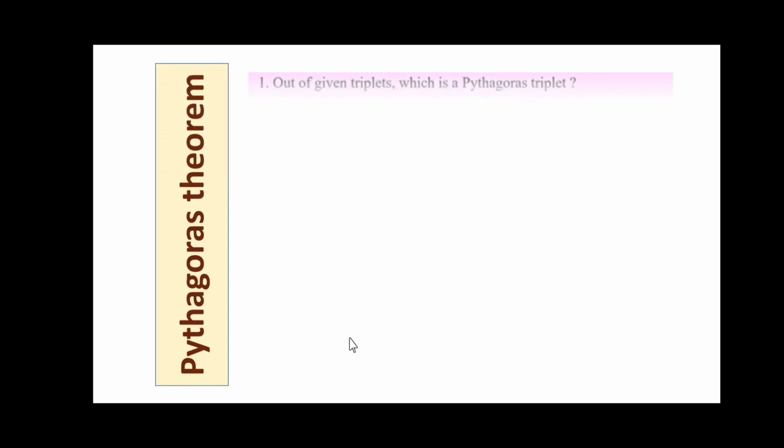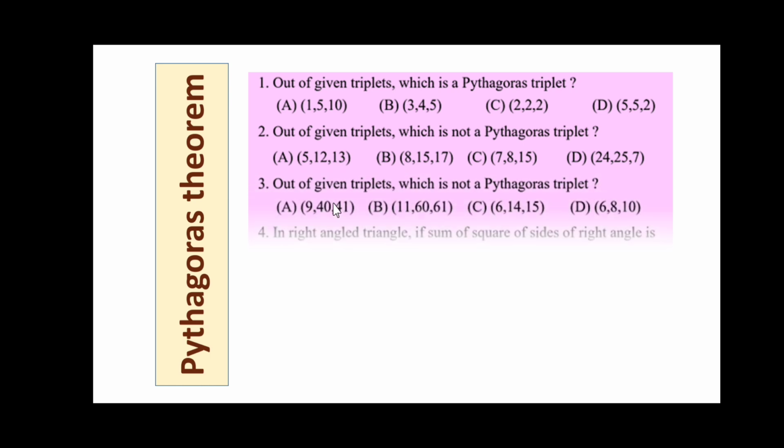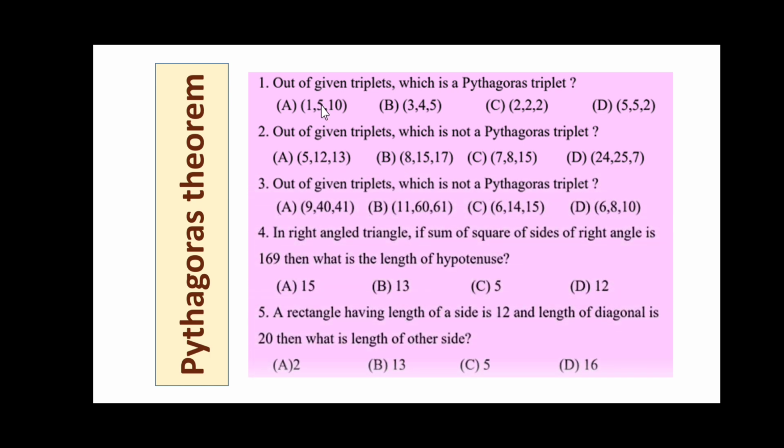Next we will continue with the second topic, that is Pythagoras theorem. Friends, here we will discuss a few MCQs on this topic. Out of the given triplets, which is the Pythagorean triplet? Here we come to know this second one, 3, 4, 5, is the Pythagorean triplet. The second option is right. The rest are not forming a Pythagorean triplet.